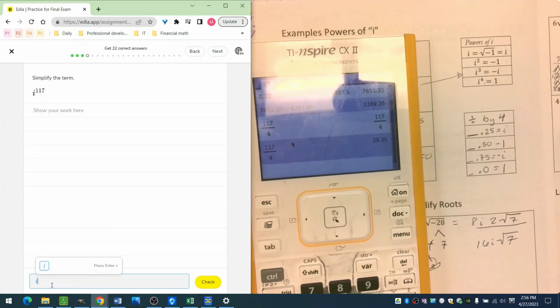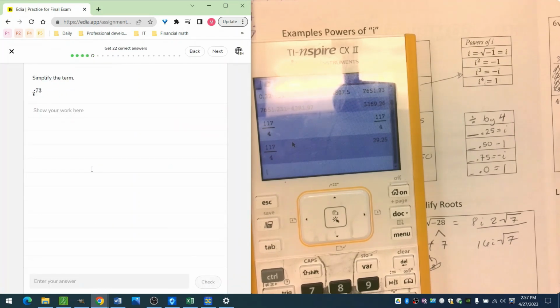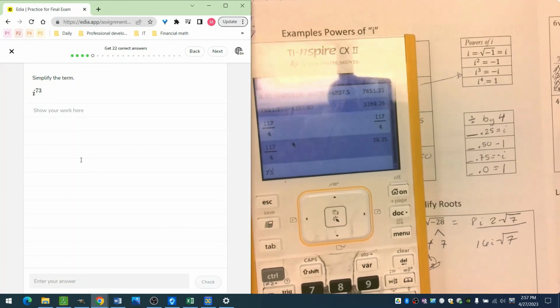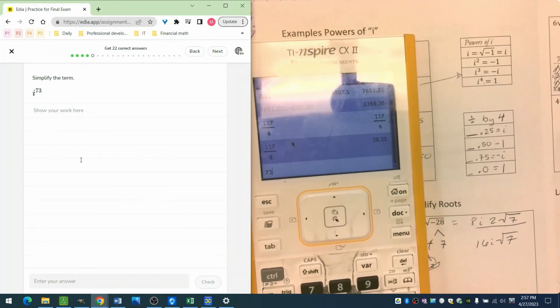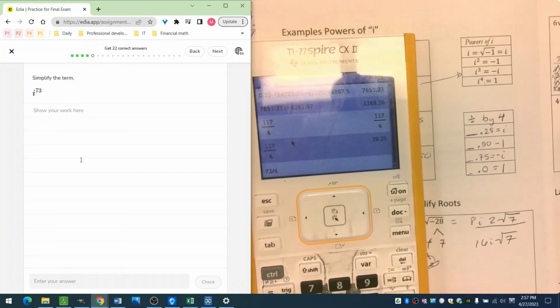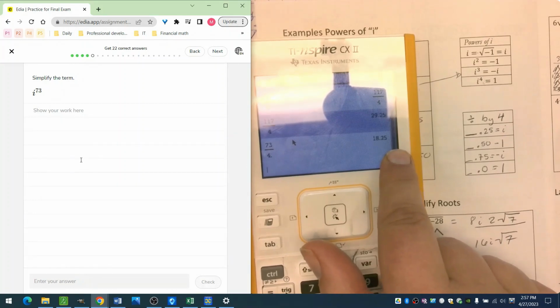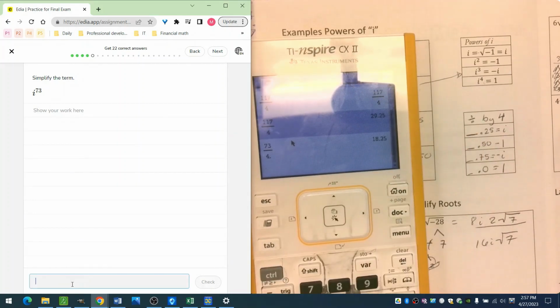There's no work to show on these few. So same thing, 74 divided by 73 divided by 4. Now for me, I just put a decimal after the 4, and it'll automatically give it to me as a decimal. The answer is still i.